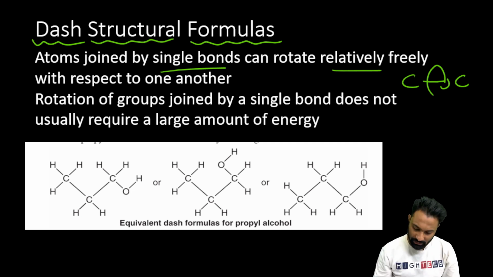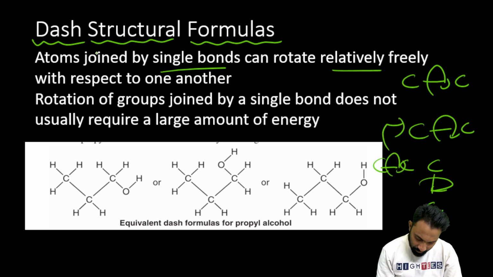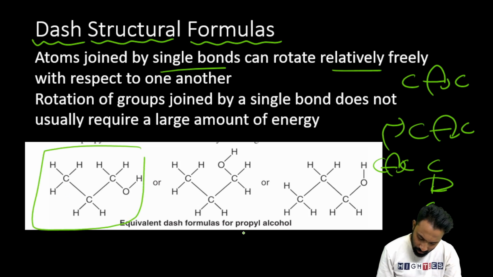When we rotate, see, if this carbon and this carbon are in this manner, when I rotate, now this carbon has come in this manner. Again when I rotate, again this carbon has come in this manner. That's the reason whenever I write one organic molecule, I can write in this manner. This is the example of propyl alcohol. Propyl alcohol normally we can express in this manner.